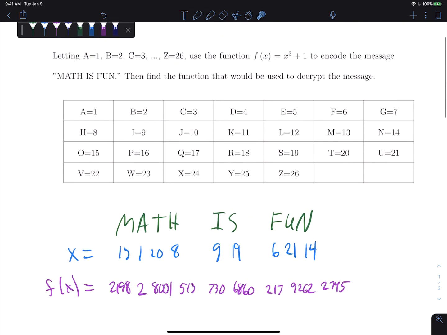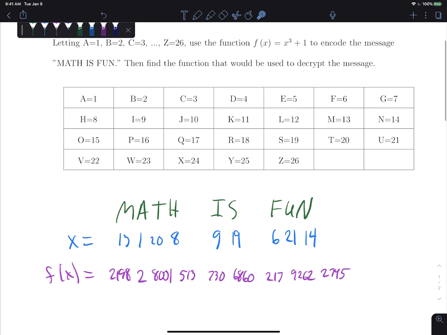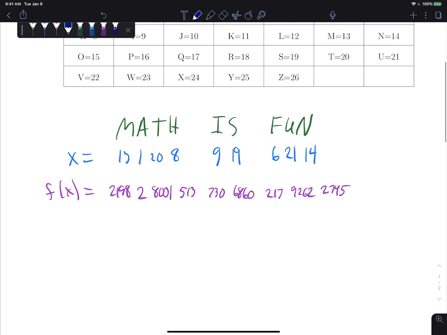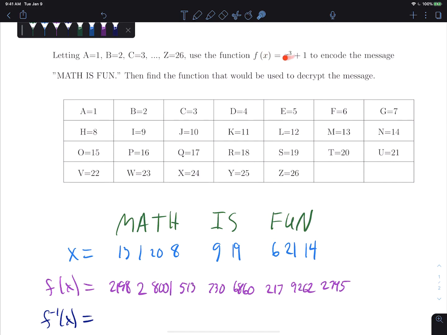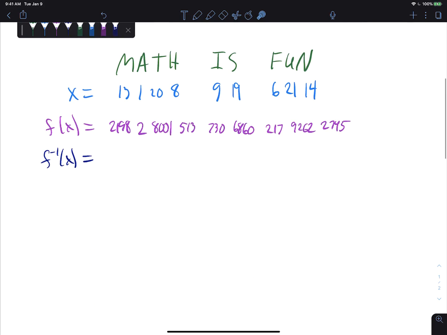Anyway, here's the thing. We want to be able to actually determine a message that was sent to us. So what we need to do is figure out how we can decode the message from this without someone telling us, but we have agreed upon beforehand the original function. Well, that means that you just have to find the inverse function. So to find the inverse function, notice that f of x here was x cubed plus 1.